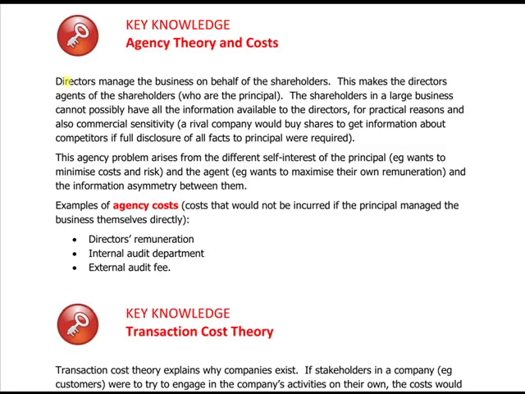The directors manage the business on behalf of the shareholders. So directors are therefore agents of the shareholders, who are called the principal. Shareholders own shares, but they can't actually have access to books and records and make decisions about the company. That's what they delegated to directors to do. That's their role in life. So agency theory talks about the relationship between the two: the agent, who is a director, and the principal, who is a shareholder.